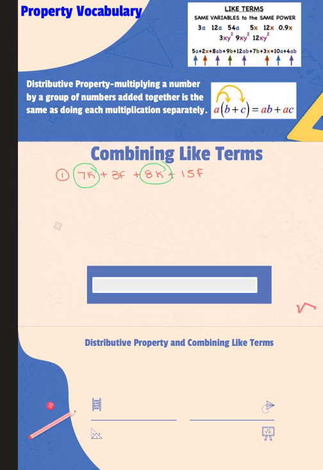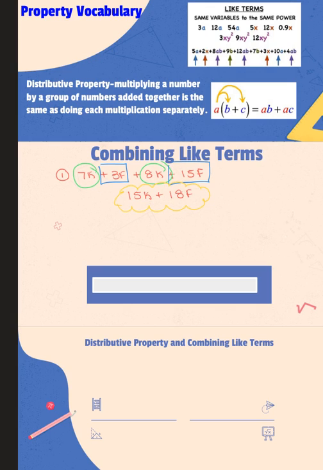Then I see 3f and 15f. So I have 7k plus 8k, which gives me 15k. And then I have 3f plus 15f, which gives me 18f. I cannot combine 15k and 18f because they have different variables and they are not like terms.